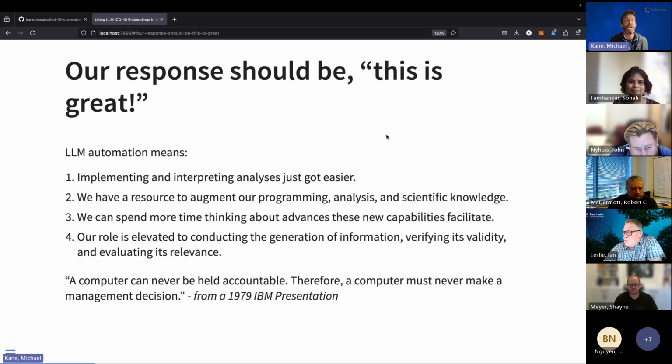I think one of the challenges, at least for me as a data scientist, is I really like building software infrastructure. I like doing analyses, and I like working with clinicians. And those are actually three pretty distinct activities. And for me to context switch between those actually takes a lot of effort. And sometimes I don't context switch very well. So anything that's going to help augment my capability with any of those three areas is going to be very helpful. So basically, we have this new resource to augment our programming, analysis, and scientific knowledge.